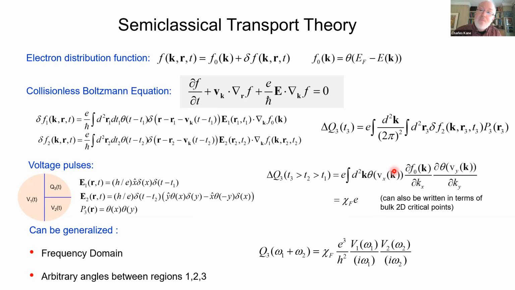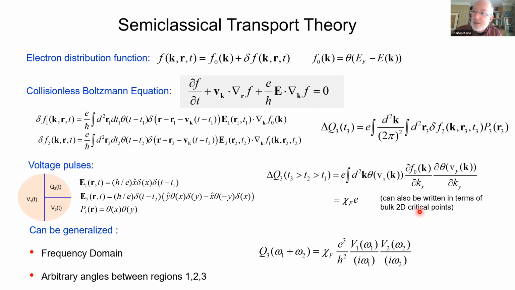Once you have this expression, there's some more manipulation that one can do to turn it into something that only depends on the bulk 2D critical points. So I can also write this in terms of something that picks out the critical points in the two-dimensional band structure, the maxima and minima, and relates to the Morse theory formula for the two-dimensional Euler characteristic. So this is one solid calculation that one can do.